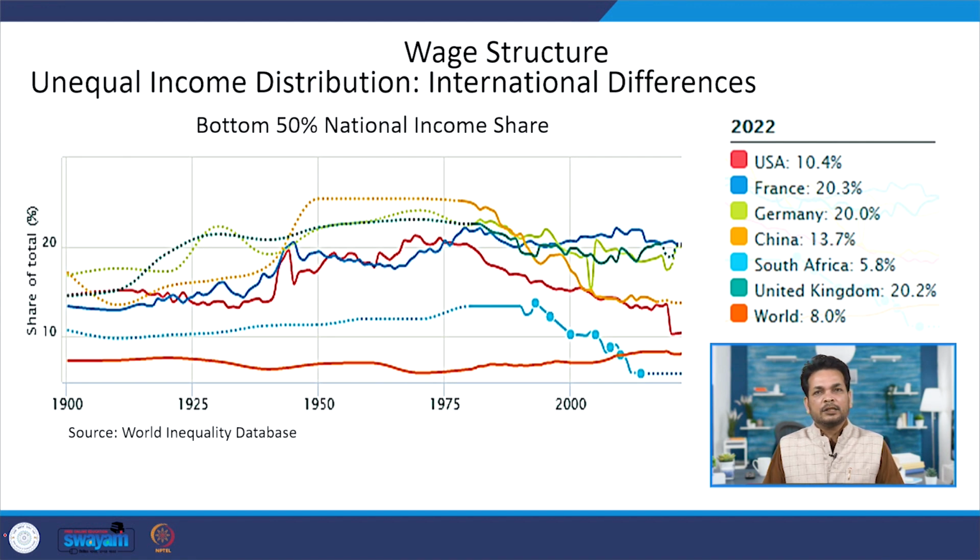In France it is 20%, in Germany it is 20%, in the United Kingdom it is 20%, and this variation has happened over a period of time, and you can see the trends in the variation. However, these trends have widened in the last 20-30 years.